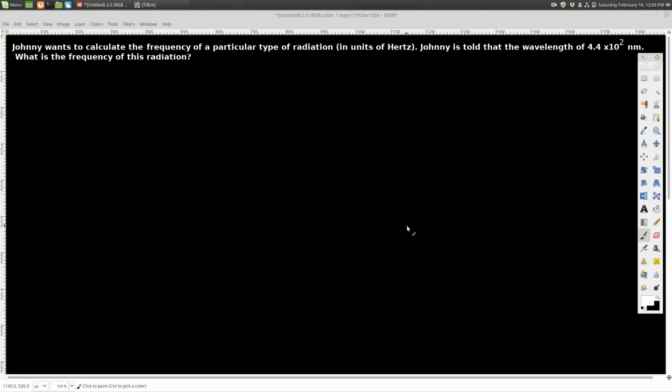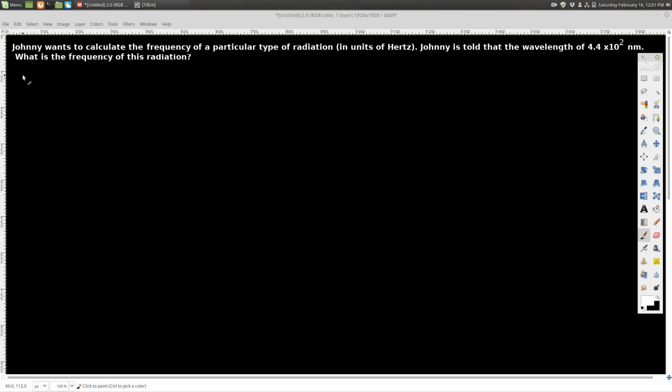The first thing that I did was reword the question because I didn't know where the question came from. This is basically what they're asking us to do. Johnny wants to calculate the frequency of a particular type of radiation in units of hertz. Johnny is told that the wavelength is 4 times 10 to the second nanometers. What's the frequency of this radiation?